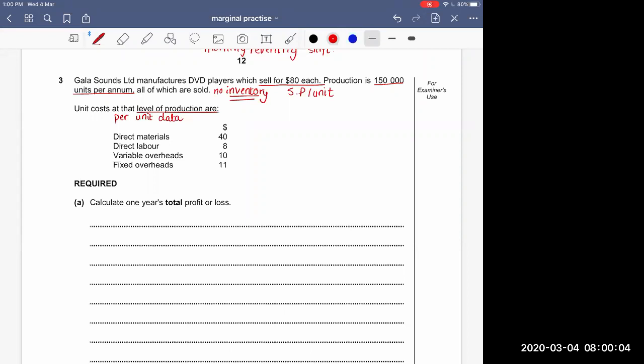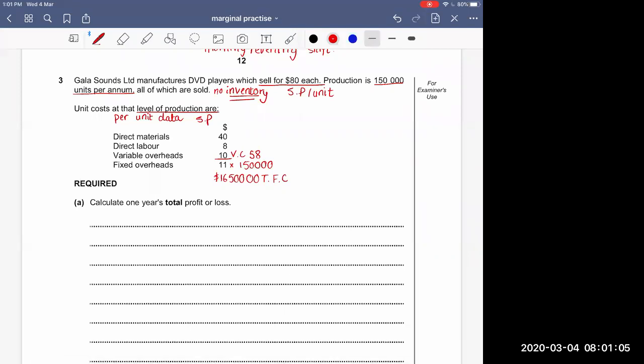Each single unit requires direct material cost of $40, direct labor of $8, variable overheads of $10, and fixed overheads of $11. Material, labor, and variable overheads are all the variable cost. And fixed overheads are given per unit. Remember, whenever fixed overheads are given on a per unit basis, multiply the fixed overhead with the current output level of 150,000 units, so we can calculate our total fixed overheads. 150,000 into 11, our total fixed overheads are 1,650,000.